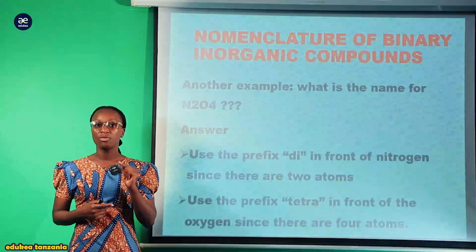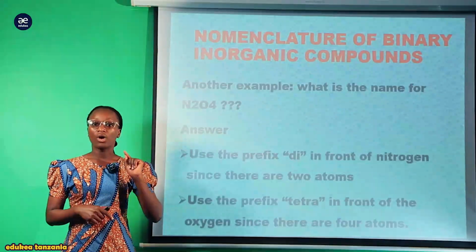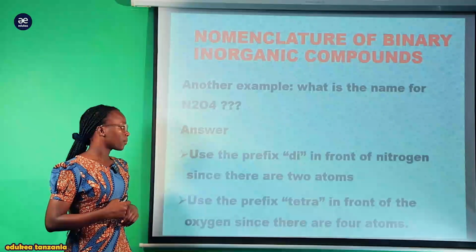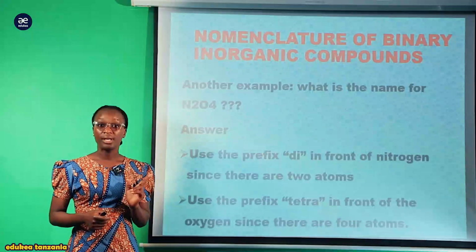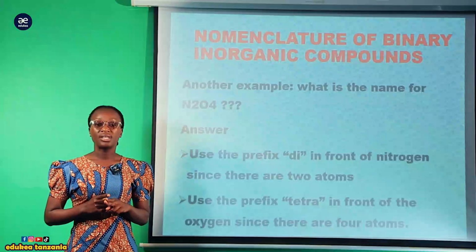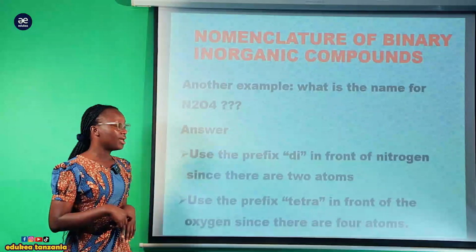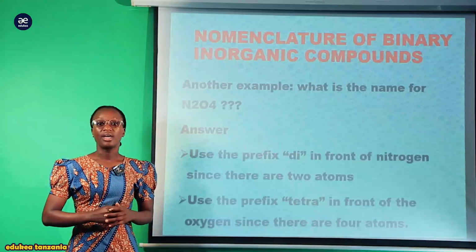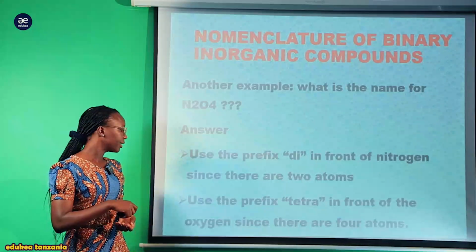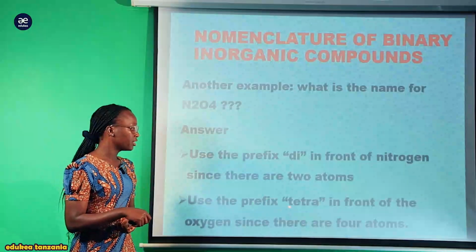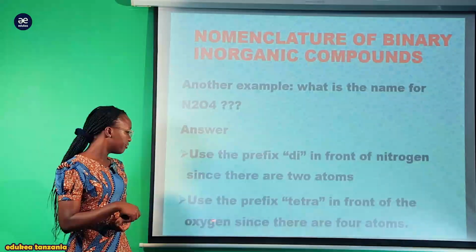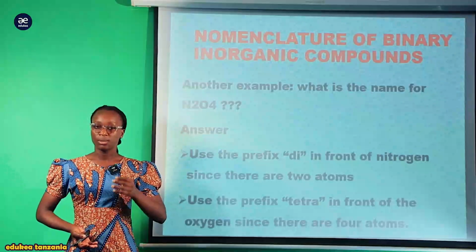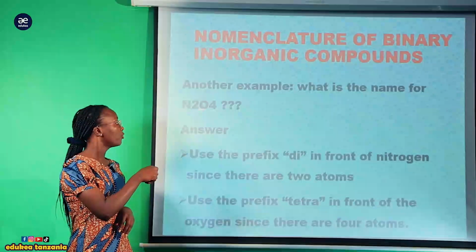Kwa sababu kuna 2 atoms of nitrogen, therefore we are going to consider those prefixes. Kwa hiyo tutatumia di. Kwa sababu ziko mbili. Tuliona kwamba mbili kule tuna their prefix name inakuwa ni di. Kwa hiyo hapa tutatumia di. Kwa hiyo kabla tujaandika nitrogen, tunaanza kuandika di, then ndio inafuata nitrogen. Lakini the second step is use the prefix tetra in front of the oxygen, since there are 4 oxygen atoms. Kwamba kwa sababu kuna 4 oxygen atom kwenye hii compound yetu hapa.